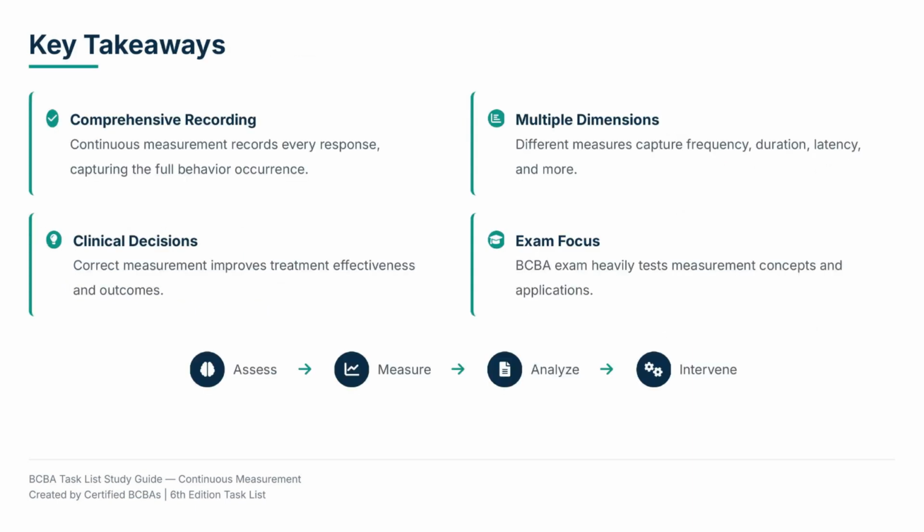To summarize today's review, continuous measurement involves recording every instance of behavior, allowing us to capture the full occurrence of behavior. Different measurement systems capture different behavioral dimensions, including frequency, rate, duration, latency, and interresponse time. Accurate measurement supports data-based clinical decision-making and improves treatment effectiveness. Because measurement is foundational in ABA, it is also heavily tested on the BCBA exam.